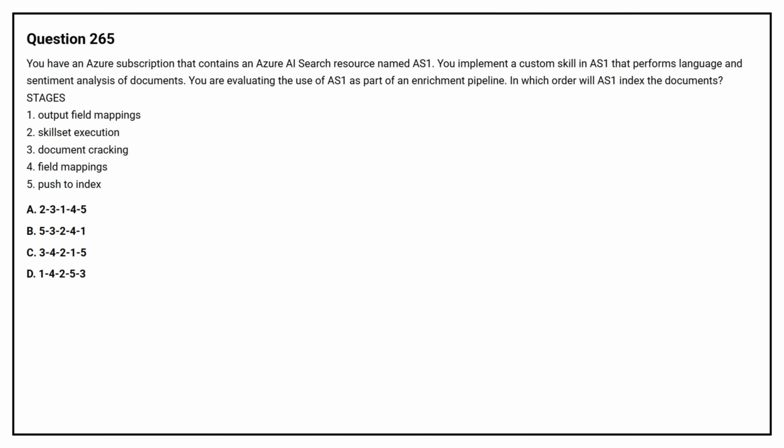Option A, 2, 3, 1, 4, 5. Option B, 5, 3, 2, 4, 1. Option C, 3, 4, 2, 1, 5. Option D, 1, 4, 2, 5, 3. The correct answer is option C, 3, 4, 2, 1, 5.